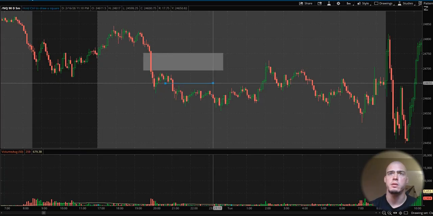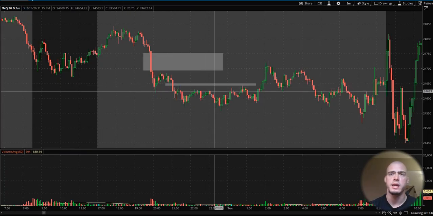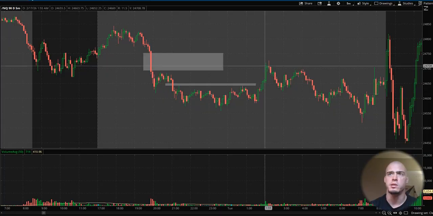There's one here as well. And you see that as long as it's under that, there's residual pressure down. And when the market goes above that, it's now bouncing between this gap here and this gap here for some time.